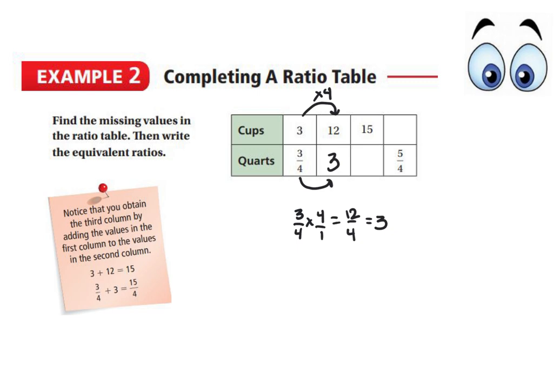So then how would we get from 3 to 15? We'd multiply by 5. So there we need to do 3/4 times 5. That's going to give us 15/4, or we could say 3 3/4, however we want to say it. Okay, so that's 15/4.